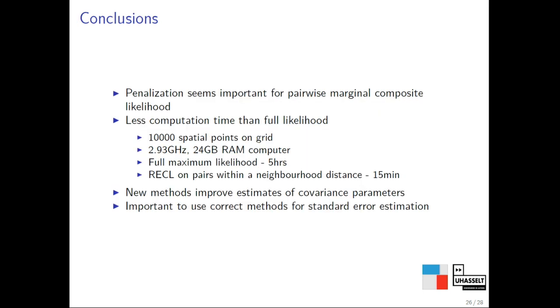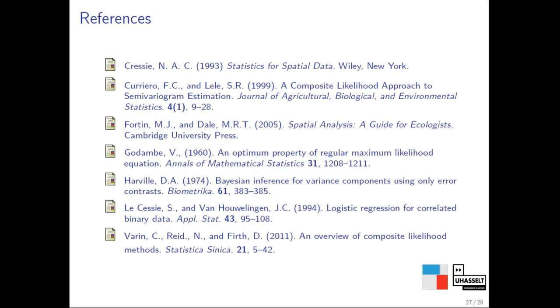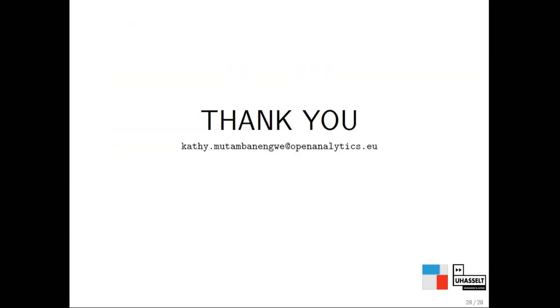So in conclusion, it seems penalization is important when you're using a pairwise composite likelihood method and you have interest in your covariance parameters, and you have less computation time. I tried it with 10,000 points on a spatial grid, and full restricted maximum likelihood took about 5 hours, and my method on a subset of the data took about 15 minutes, so it's a huge gain in time. And you improve estimates of covariance parameters, and it's also important to consider how you estimate your standard errors depending on the type of data you have. And I included some references, and thank you.